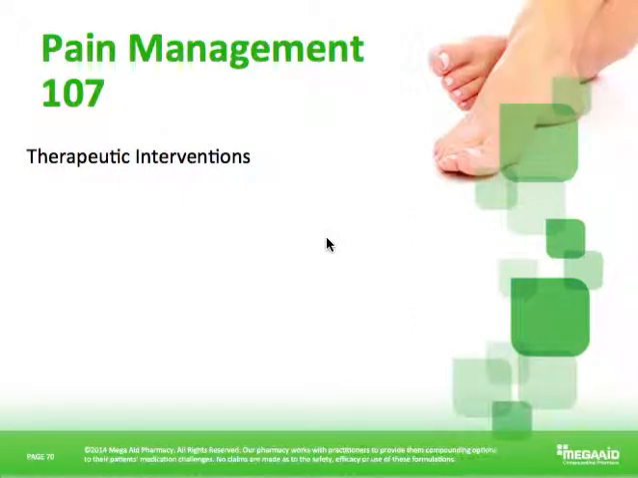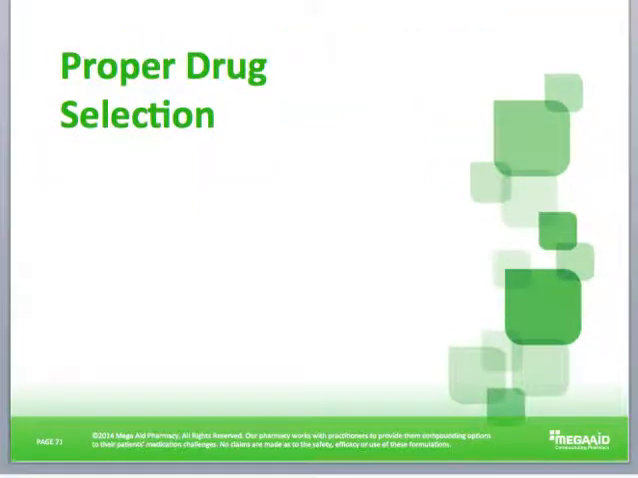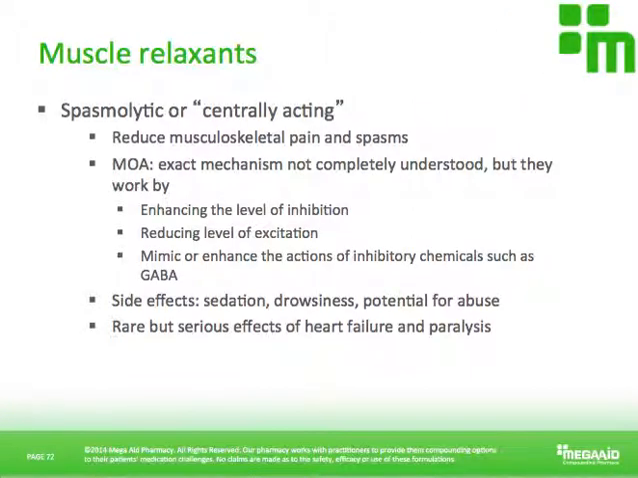This is Pain Management 107, and we're going to be continuing with different therapeutic interventions for the treatment of pain. So let's talk about proper drug selection, and let's start by looking at muscle relaxants. So these drugs, basically what they do is they reduce musculoskeletal pains and also spasms.